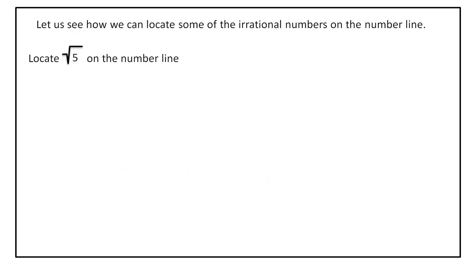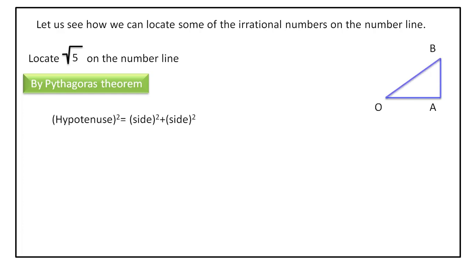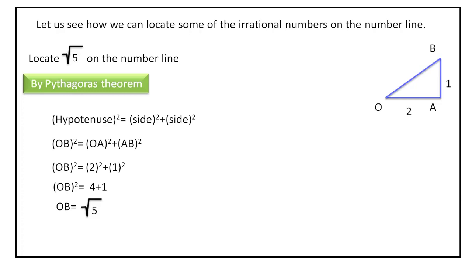The second one is locate square root 5 on the number line. By using the Pythagoras theorem, we have to find out the OA value. OA value should be 2. If OA value is 2, you will get OB, that is the hypotenuse value, as square root 5. By substituting this OA and the AB values, we get 4 plus 1 is equal to 5. OB square is equal to 5 and OB is equal to square root 5. Using this OA and OB value, we can draw the square root 5, that is an irrational number, on the number line.